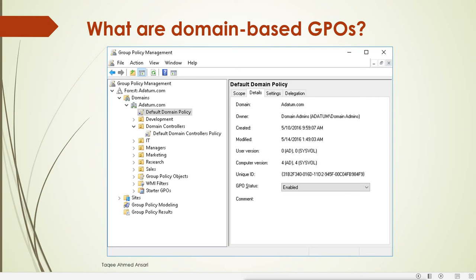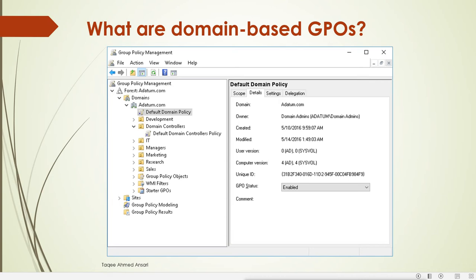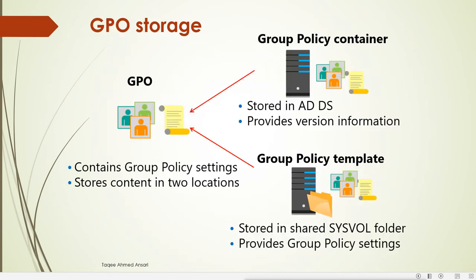Now, how can we create and apply the policies? So first, where are the policies stored? When we create a group policy object, these group policy objects contain the policy settings. Then these policy objects store content in two locations. First, it is stored in AD DS, that means Active Directory, and provides the version information.